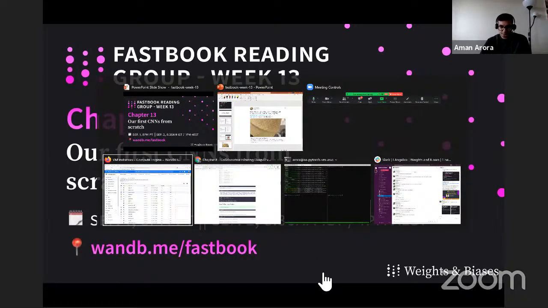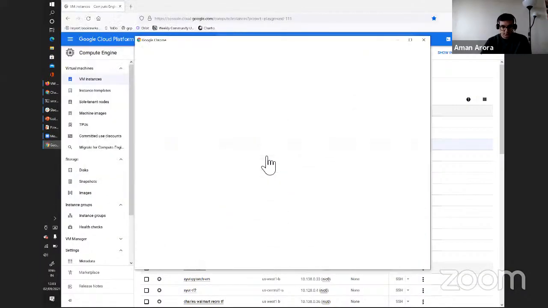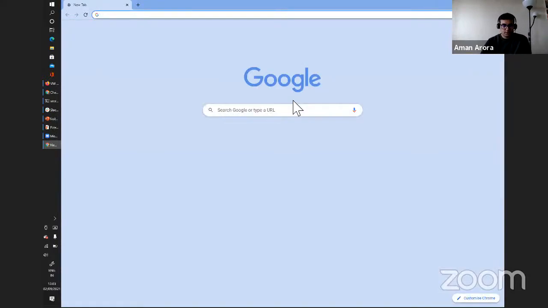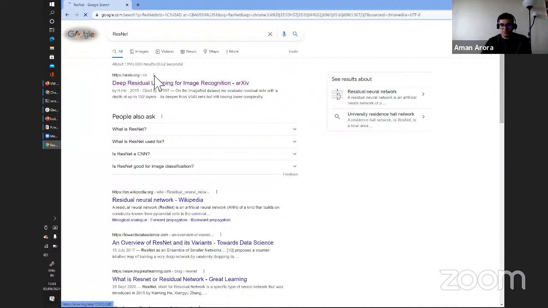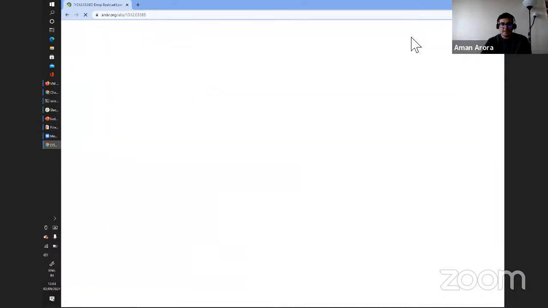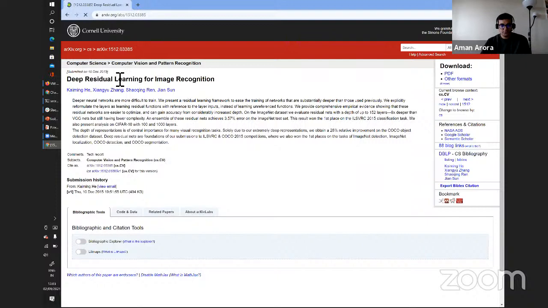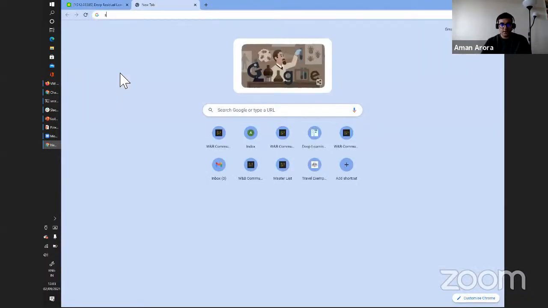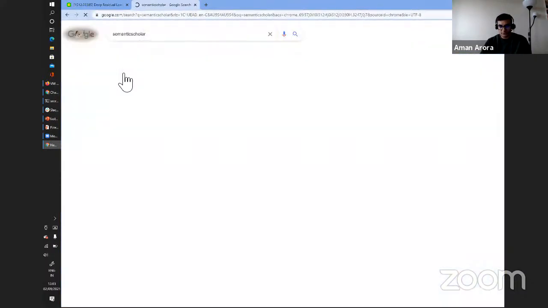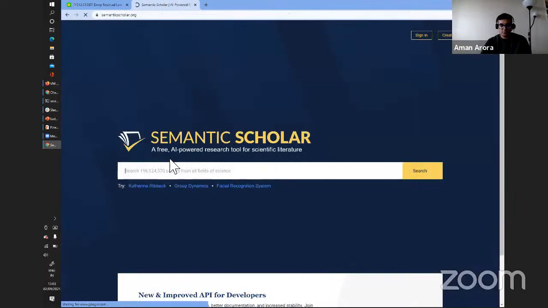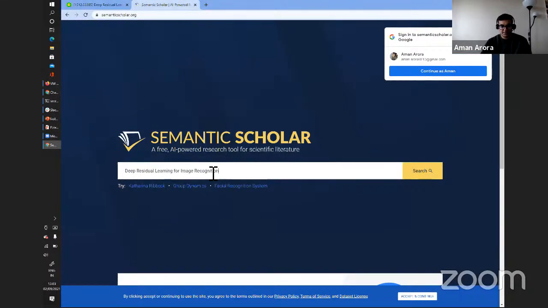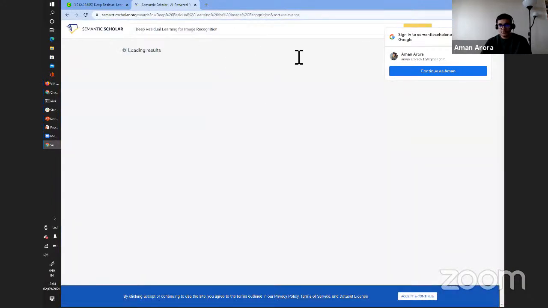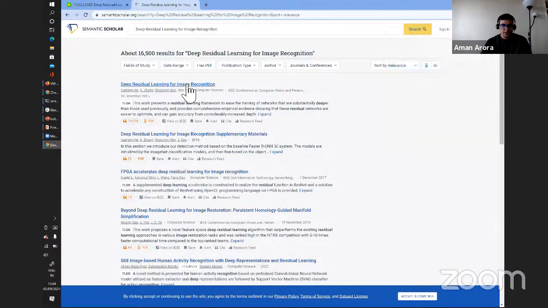Let me go to Chrome, go to my profile, and search ResNet. ResNet is this paper, Deep Residual Learning for Image Recognition, and it's a really, really influential paper. If I go to Semantic Scholar, by the way, if you haven't checked out what Semantic Scholar is, I would recommend now is a good time to know what it is. If I search the paper name, I can click on that paper.